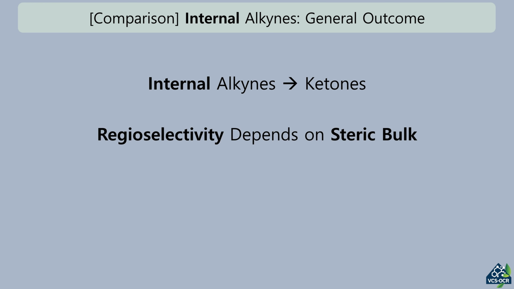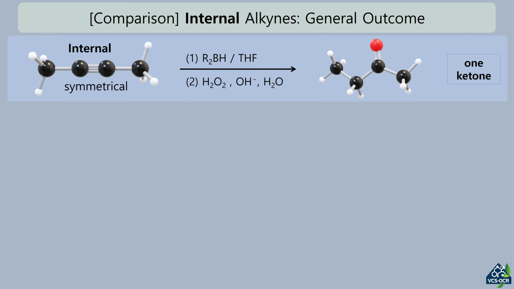For internal alkynes, hydroboration-oxidation uniformly produces ketones. However, the regioselectivity of the transformation depends on whether the two alkyne carbons differ in steric bulk. In substrates such as 2-butyne, both carbons of the triple bond are electronically and sterically equivalent. Because boron has no regiochemical preference, hydroboration-oxidation furnishes a single ketone product.